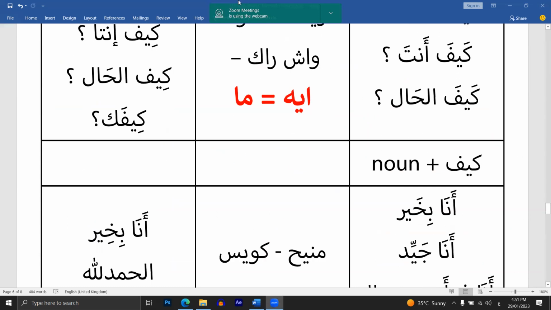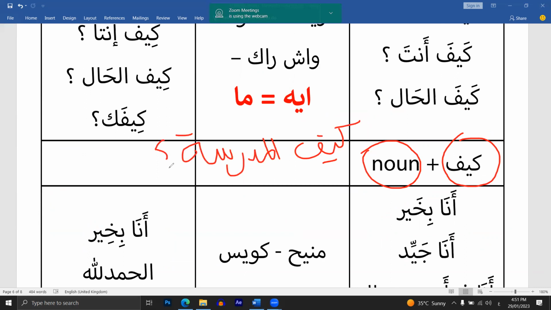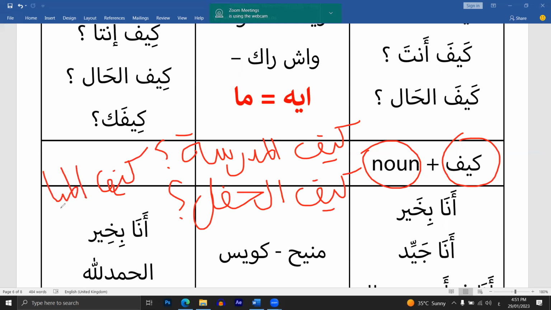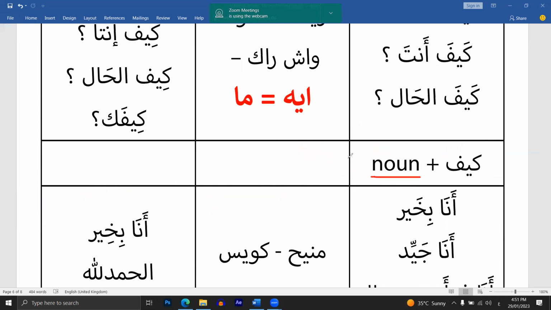As I mentioned, كيف plus any noun to ask about anything. كيف, for example, المدرسة. How is the school? Simple as that. كيف الحفل. How is the party? كيف المباراة. How is the match? مباراة means match or game. And many more. So كيف plus any noun to ask about the state of this noun.